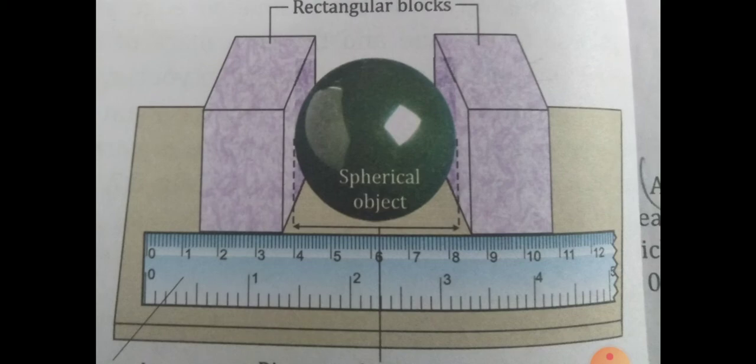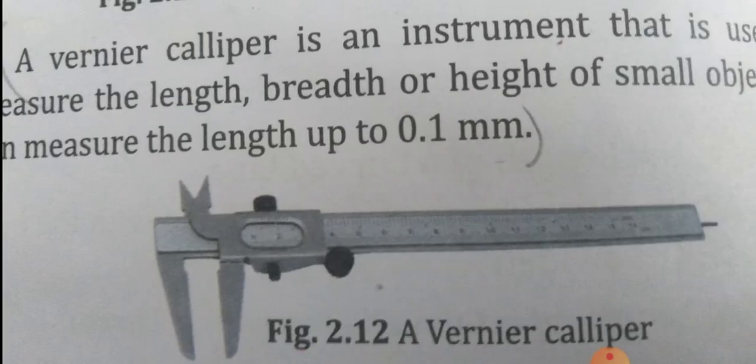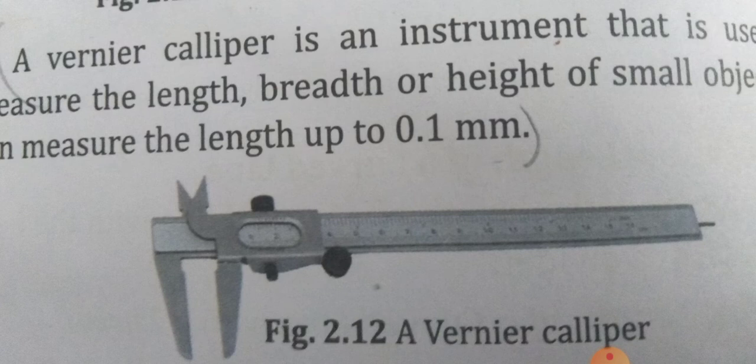Another thing is our vernier caliper. Okay, this instrument you might not have seen. This is in our physics lab. When you measure small lengths, nearly 0.1 millimeter, at that time you use this instrument, that is our vernier caliper.